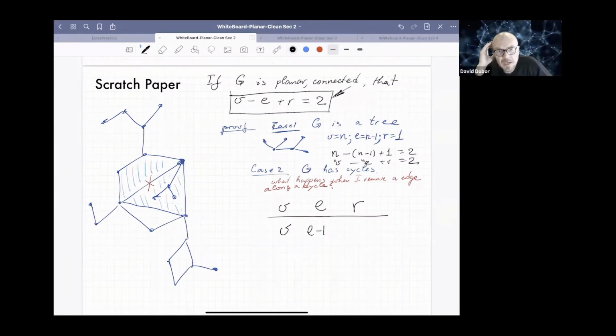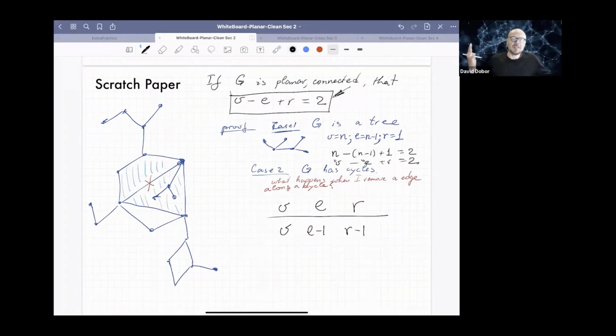So I have one fewer region, right? I've just combined two regions into a single region, right? So every time I remove an edge along a cycle, I'm combining them into a single region, right? Everybody agrees with this, with your claim? Okay, so I've done that.